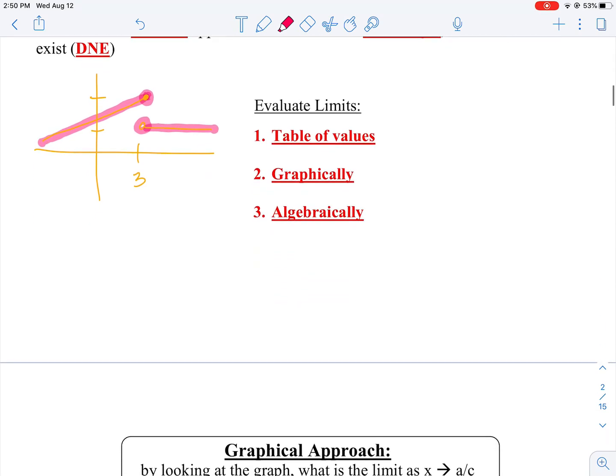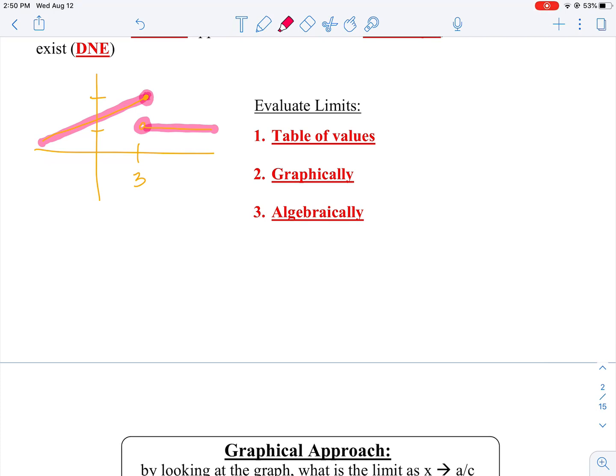We can evaluate limits a couple different ways. We're going to talk about 3 of them. The first way is doing a table of values. We can punch in numbers really close to 3 on both sides. We can do 2, 2.5, 2.8, 2.9, 2.999, and get really close to 3 from the left and see what happens on our y value.